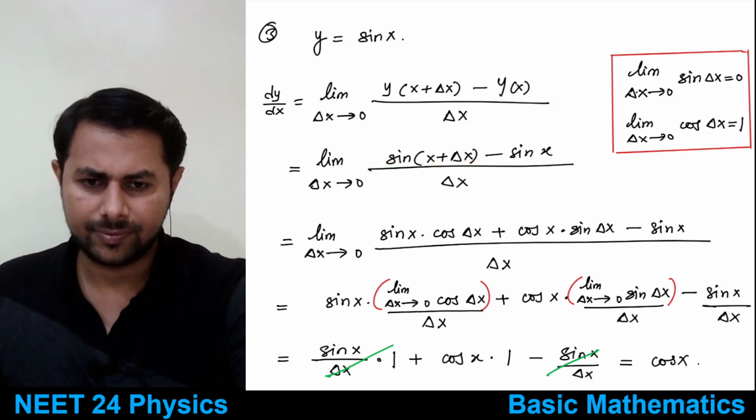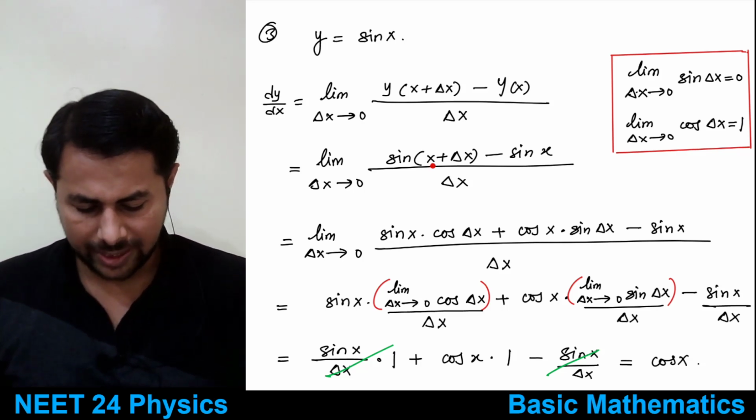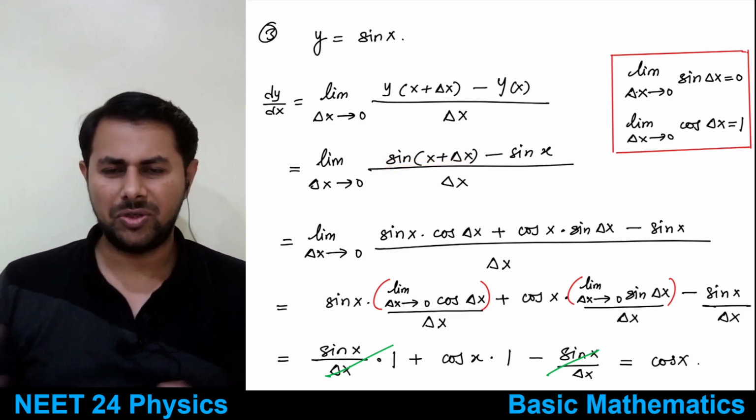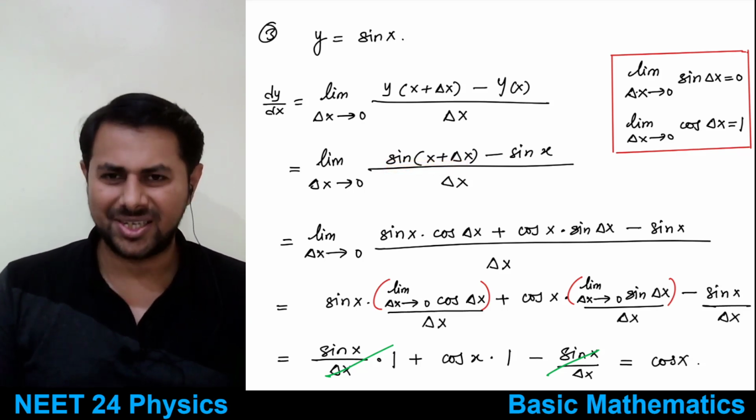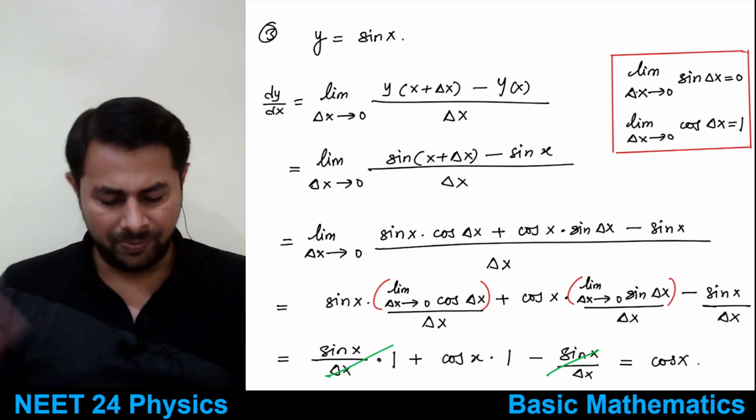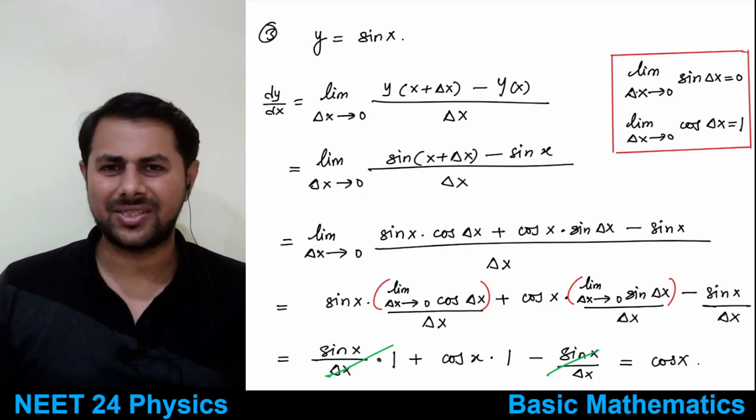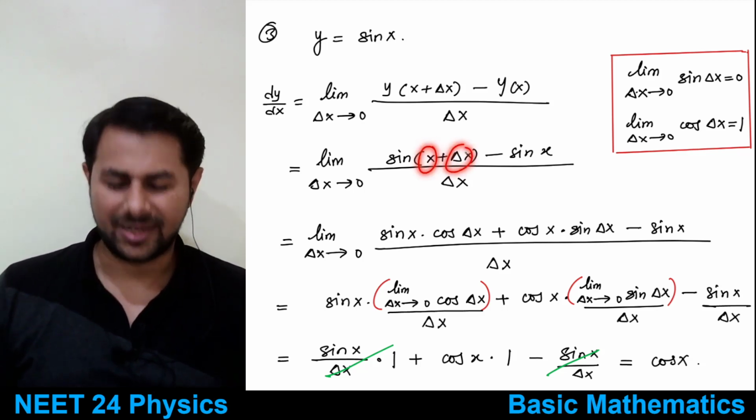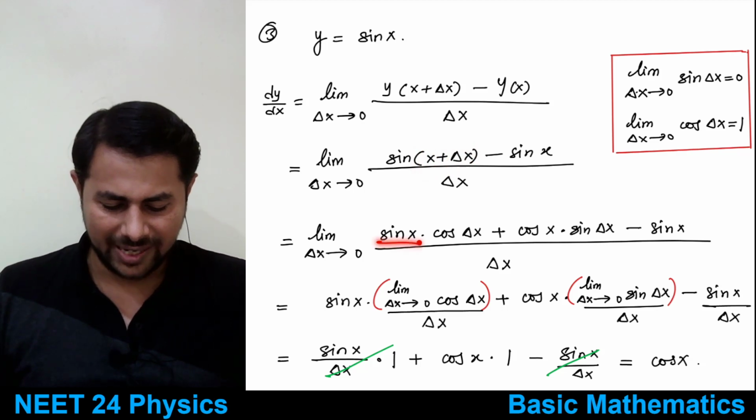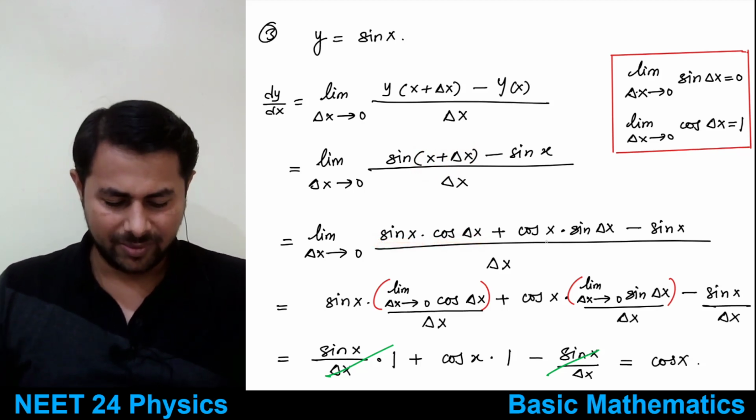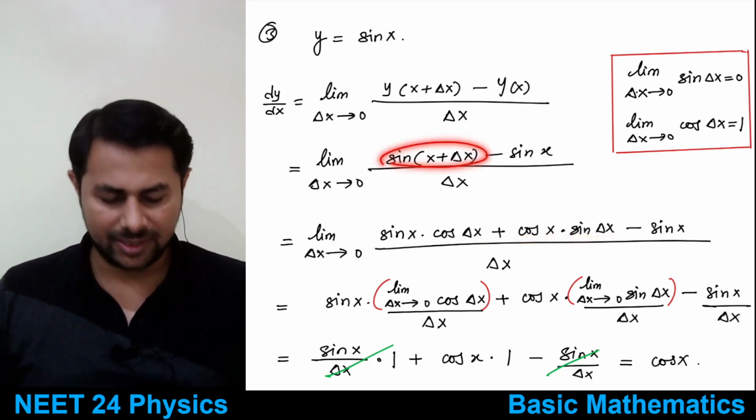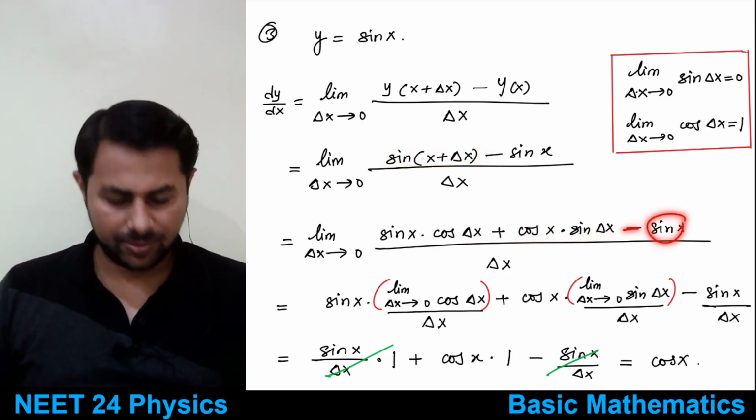Sine of x plus delta x. Then you expand this. We know the formula, yesterday we learned sine of a plus b is sine a cos b plus cos a sine b. Using that, a is x and b is delta x, so it is sine x cos delta x plus cos x sine delta x. This is sine of x plus delta x, minus sine of x, right?